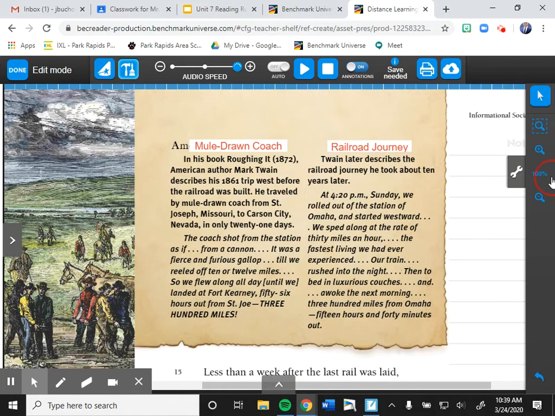Next, this is our railroad journey. Twain later describes the railroad journey he took about 10 years later. At 4:20 p.m. Sunday, we rolled out of the station Omaha, and started westward. We sped along at the rate of 30 miles an hour, the fastest living we had ever experienced. Our train rushed into the night, then to bed in luxurious couches, and awoke the next morning 300 miles from Omaha, 15 hours and 40 minutes out.